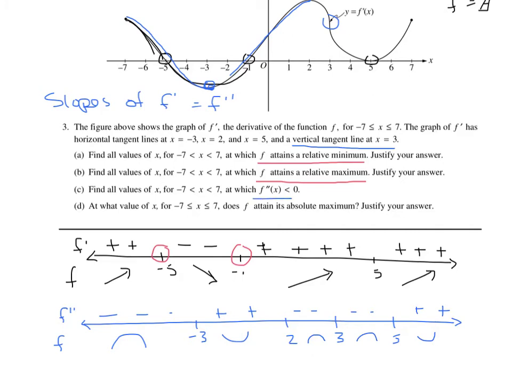Well, I'm going to say, and I can't say negative infinity to -3. I've got to say -7 to -3, union 2 to 3, union 3 to 5. All I'm going to say is that the slopes of f prime are negative within those intervals. Notice how I couldn't just say 2 to 5, because that would include the 3, and I don't want to include the 3 within that interval.